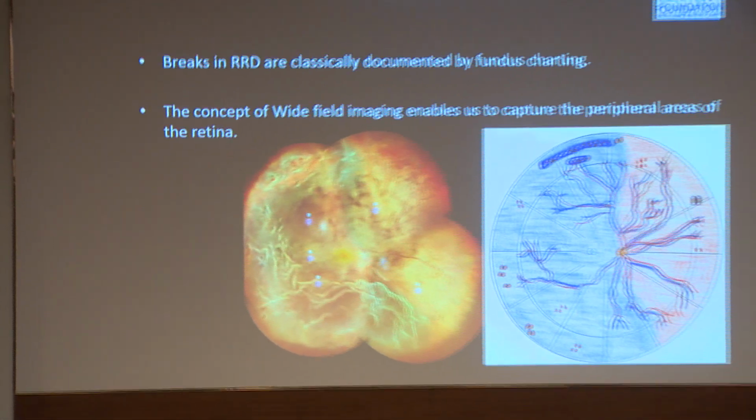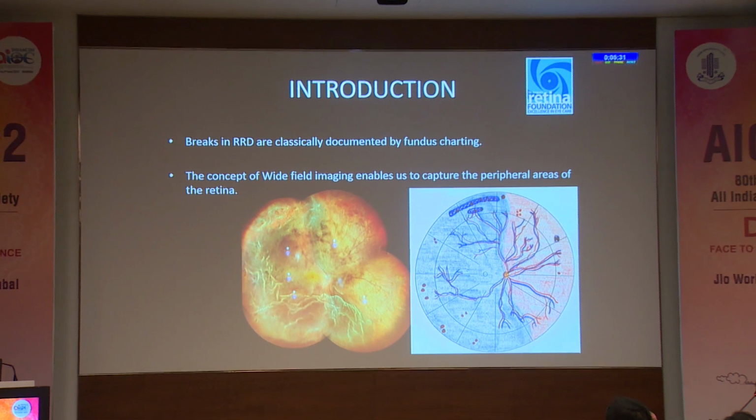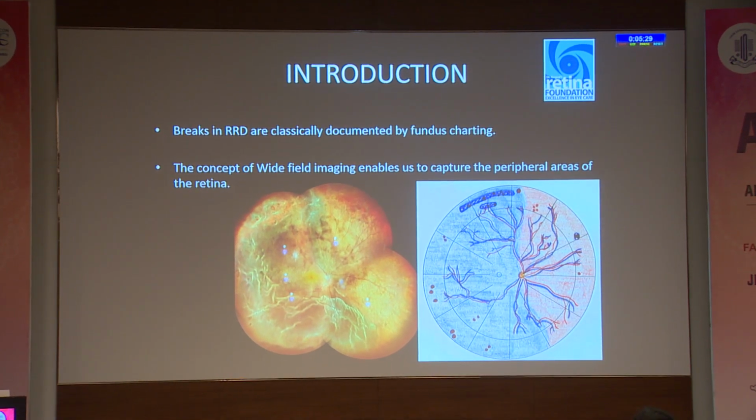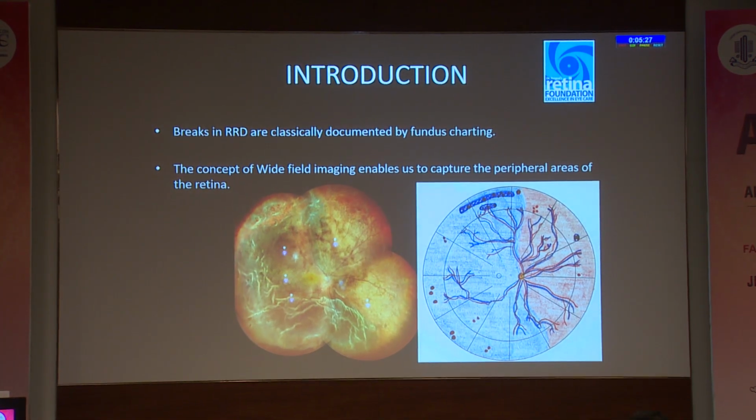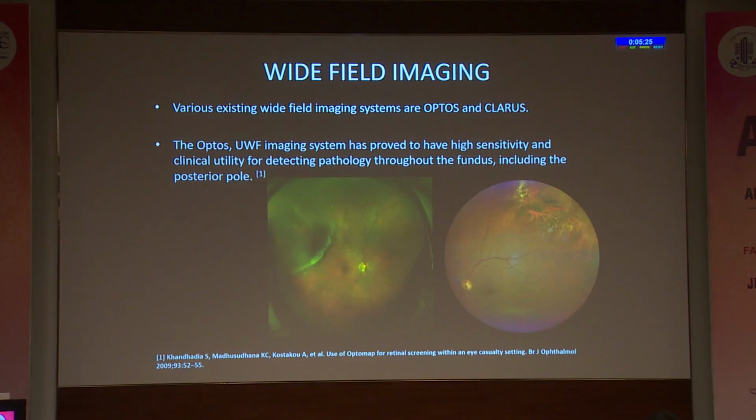Breaks in rhegmatogenous detachments are classically documented by fundus charting. The concept of wide field imaging enables us to capture the peripheral areas of the retina. Various existing wide field imaging systems are Optos and Clarus. The Optos ultra wide field imaging system has proved to have high sensitivity and clinical utility for detecting pathology throughout the fundus, including the posterior pole.